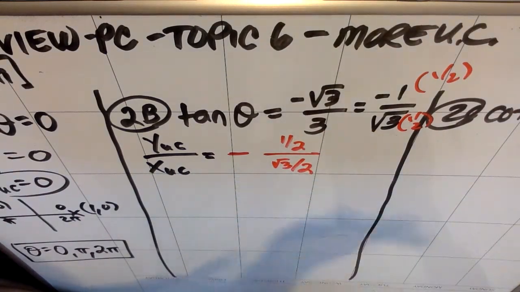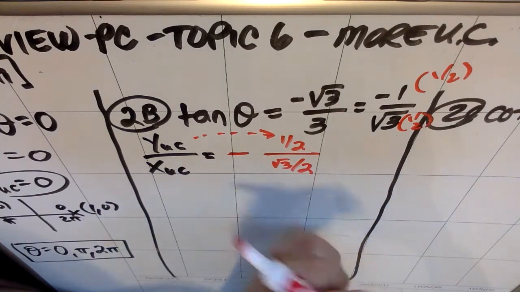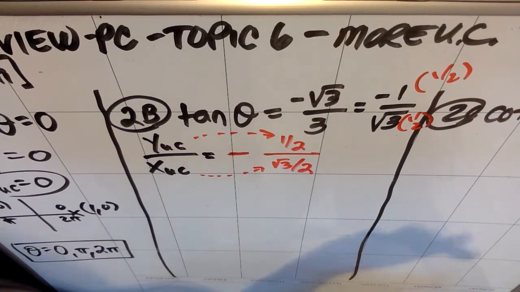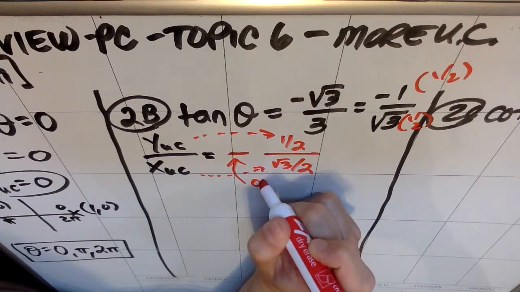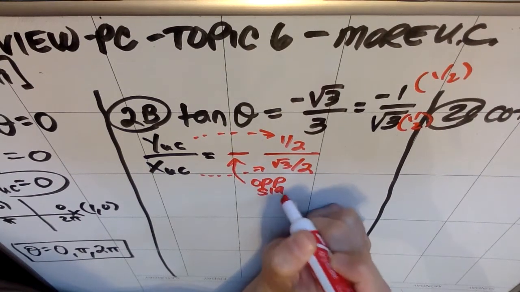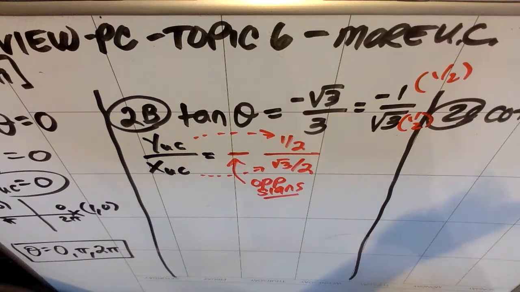So here's the information that I can get from this. Number 1, I want the y's to be halves. Number 2, I want the x's to be root 3 over 2's, which makes sense because those are at the same point. And then the third piece of information, which is important, is I need them to have opposite signs. Because remember that when you have a negative on a fraction, you don't actually know if the negative is on the top or the bottom. You just know that it means the top and bottom have opposite signs.